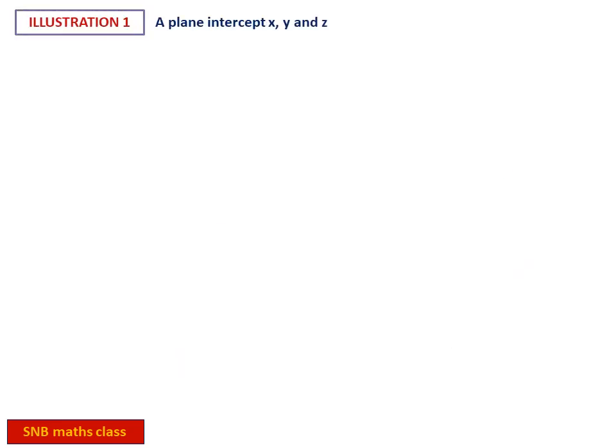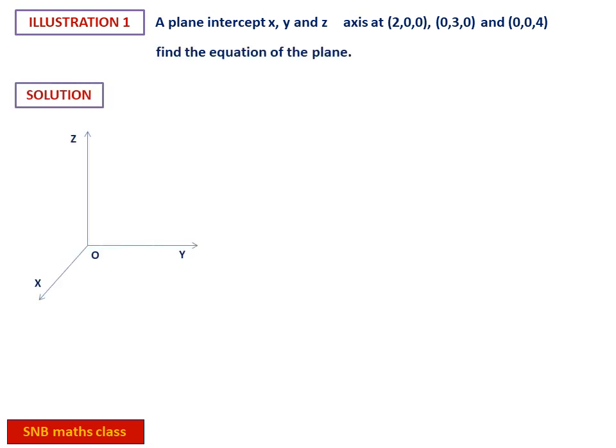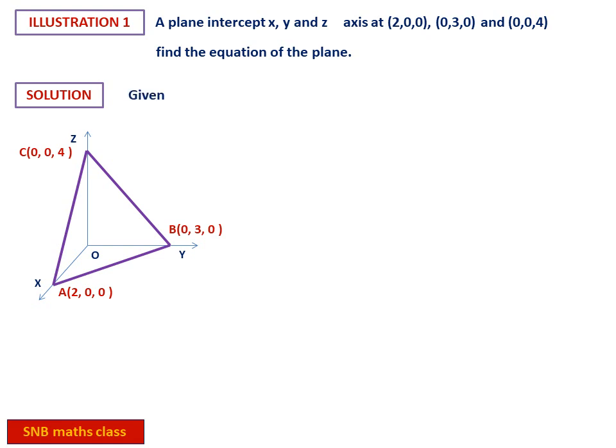Let us consider examples. First one: a plane intercepts the x, y and z axes at (2,0,0), (0,3,0) and (0,0,4). Then find the equation of the plane, of course in intercept form. Here this is the given plane, which intersects the x-axis at (2,0,0), the y-axis at (0,3,0) and the z-axis at (0,0,4). So what is a? Small a will be equal to 2, b will be equal to 3, c will be equal to 4.